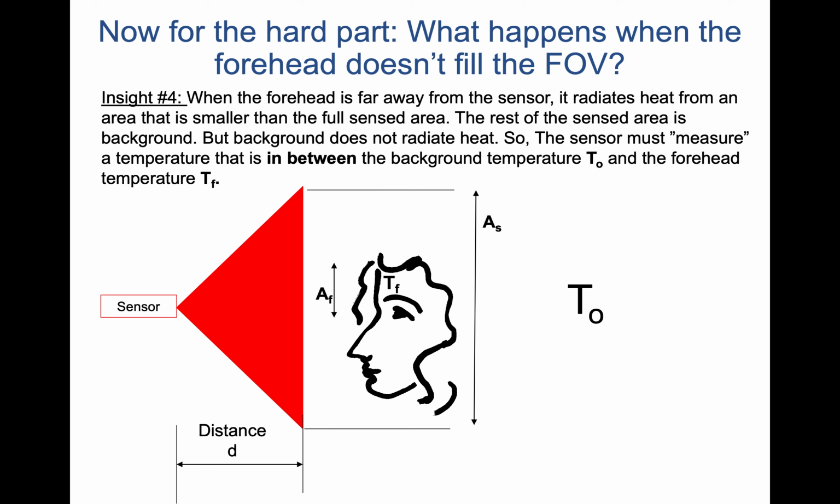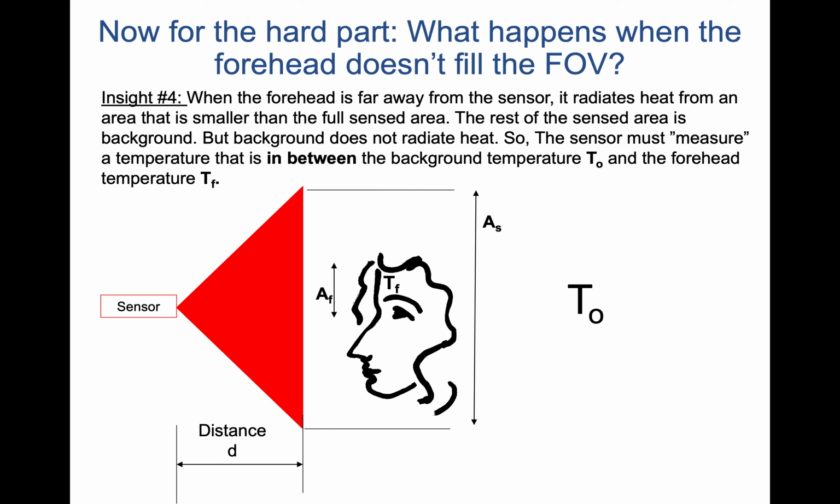Well, when the forehead is far away from the sensor, it radiates heat from an area that's smaller than the full sensed area. The rest of the sensed area is background, but the background does not radiate heat. So the sensor must measure some temperature that's in between the background temperature and the forehead temperature.